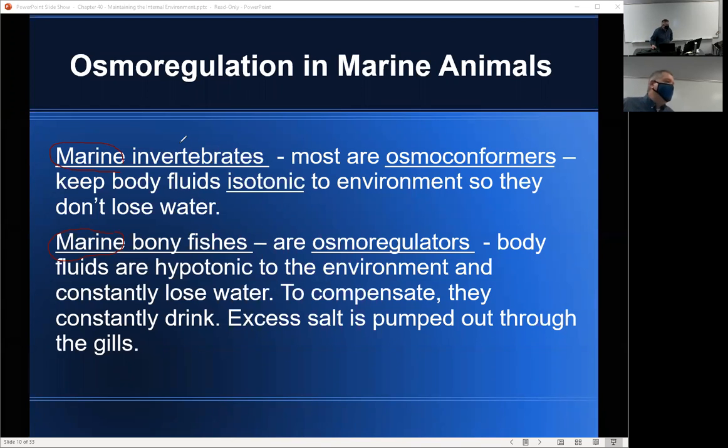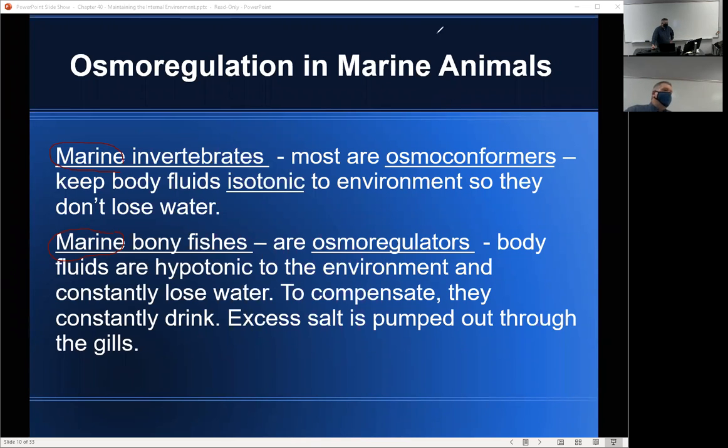So marine invertebrates, or saltwater invertebrates, are osmoconformers. Okay, so they have a very simple strategy for osmoregulation, and that's to keep their body fluids isotonic to the water in their environment. By keeping their body fluids isotonic to their environment, they neither lose nor gain water.